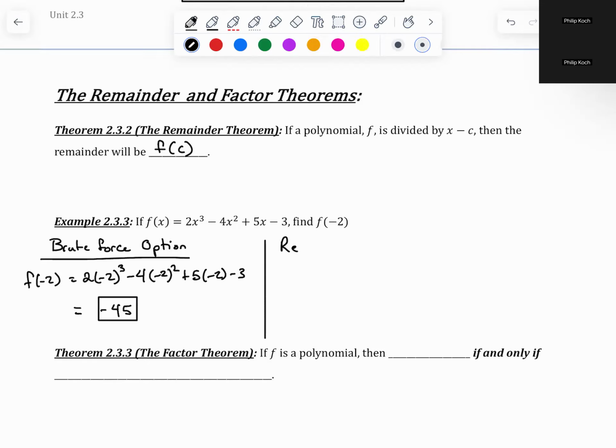Remainder theorem. So if you want to divide, the remainder is f of c. If you divide by x minus c, the remainder will be f of c. So if we want to find f of negative 2, we'll just divide f by x minus negative 2. And x minus negative 2 means our c value is negative 2. We'll divide that in.